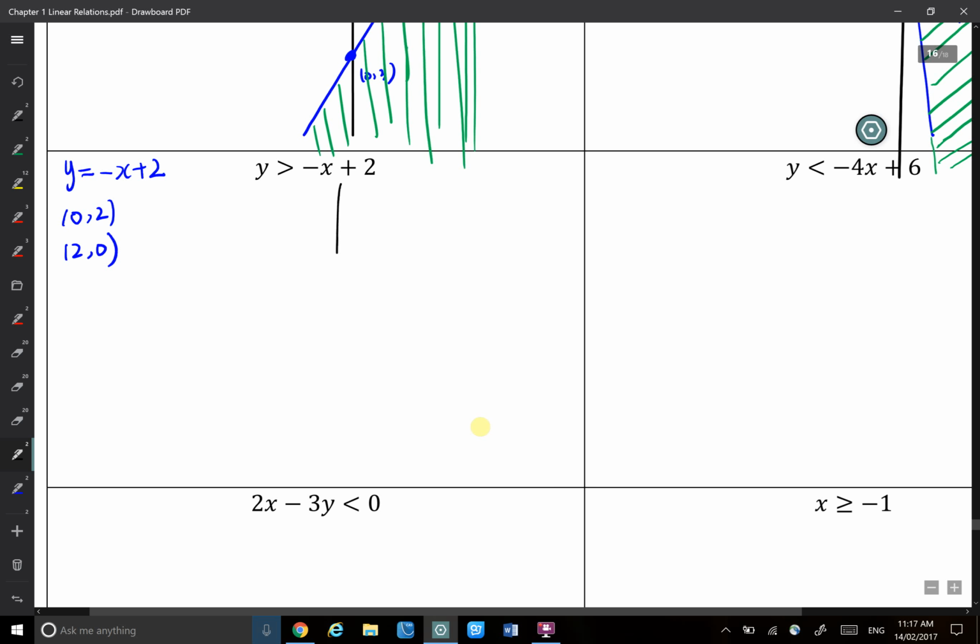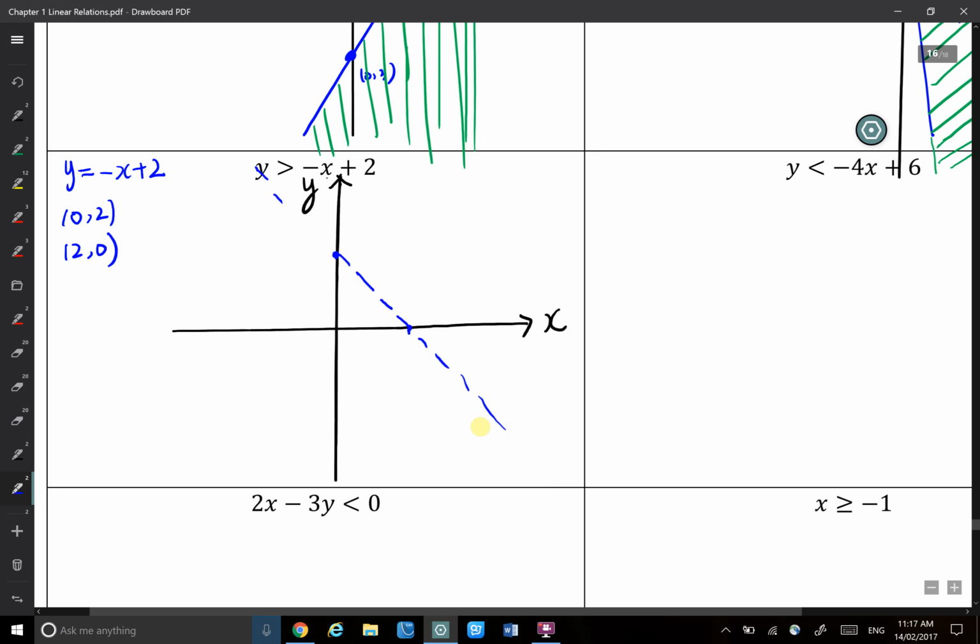Because there's no equal sign, it's only y greater than that, so we will have dashed lines. We cannot have a solid line. We'll have the broken lines. So 0, 2, and 2, 0. The intercept is here. You still need to label the intercept, and we have dashed lines. We need to label the intercept, which is 2, 0 and 0, 2.